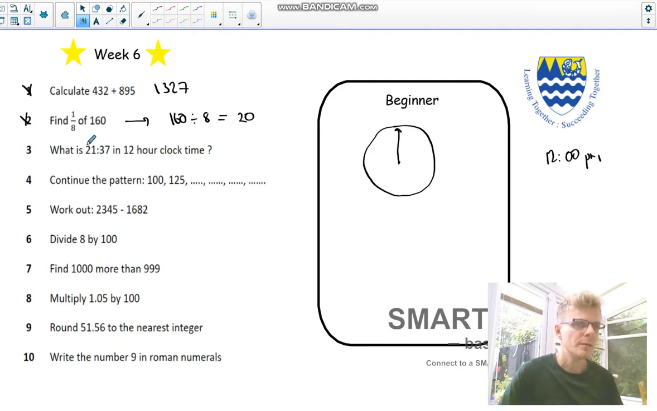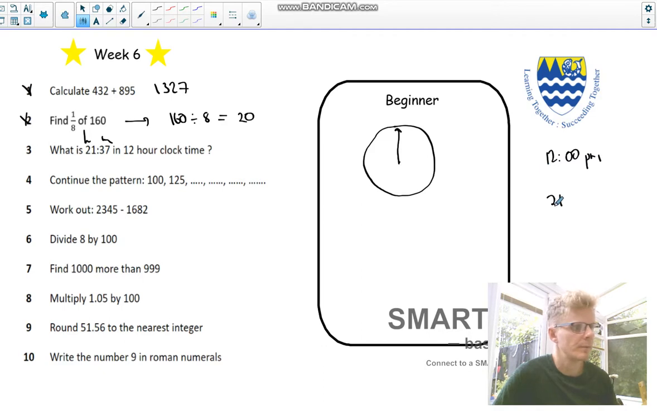Now, this is my hours and these are my minutes. So 21 hours have passed since midnight. So 12 hours past takes us to midday at 12 o'clock, lunchtime perhaps. And I've still got to keep going, okay? I've got to go all the way up to 21 hours. So how many more hours do I need to get through?